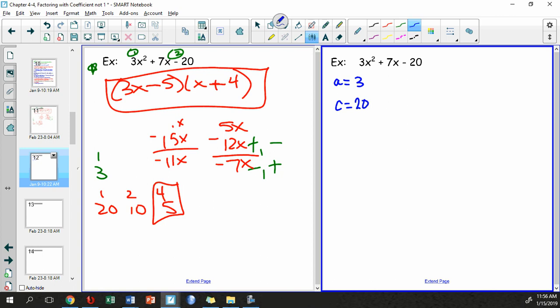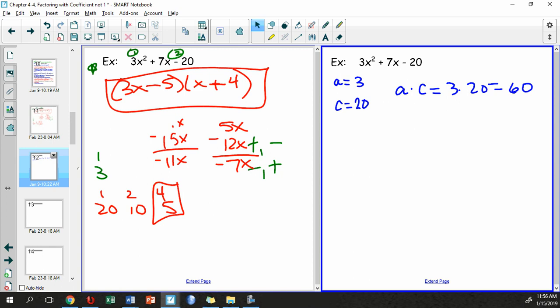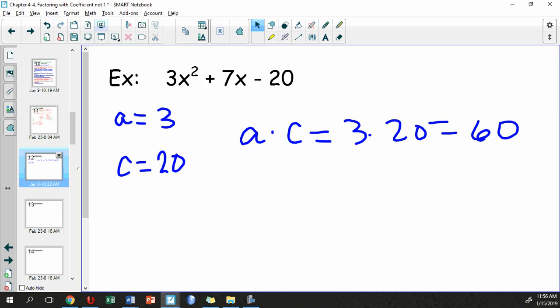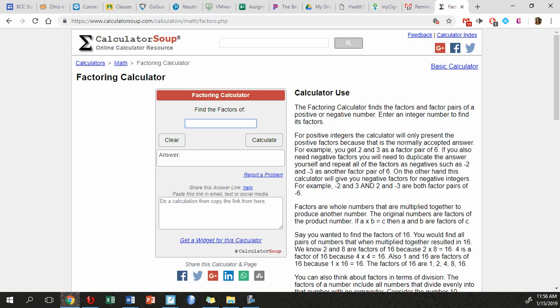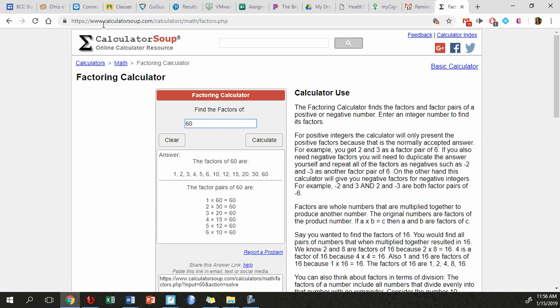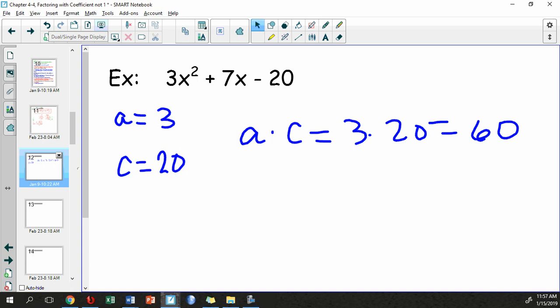Now, I'm going to take A times C. And what is that? That's 3 times 20 to give you 60. This is when things get a little bit crazy. Would you agree? That's a big number. Yes? So we actually are going to go over to our factor finder, and we're going to place in the number 60. And we're looking for factors of 60 that are going to give me what number? I want factors of 60 that are going to give me 7.